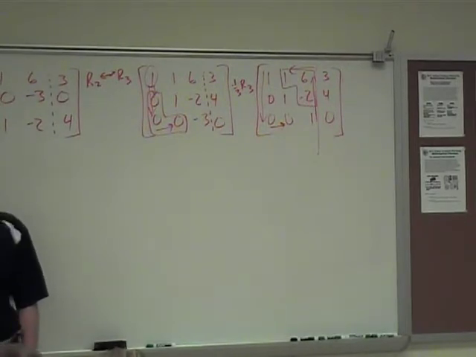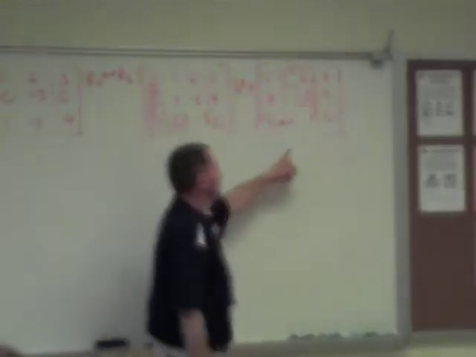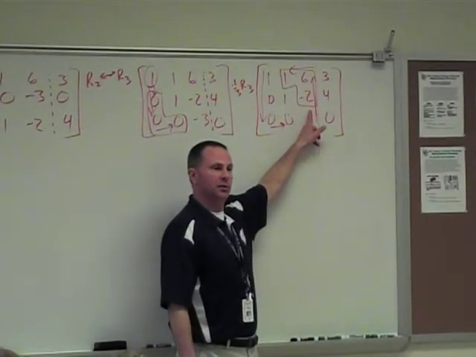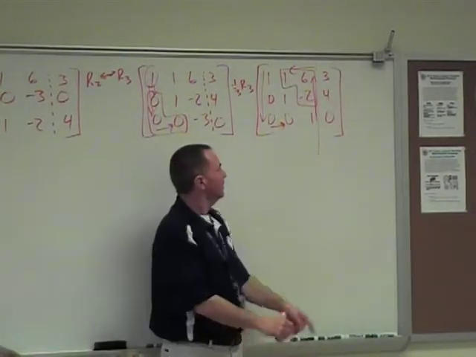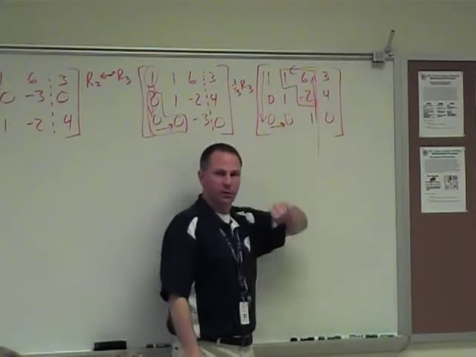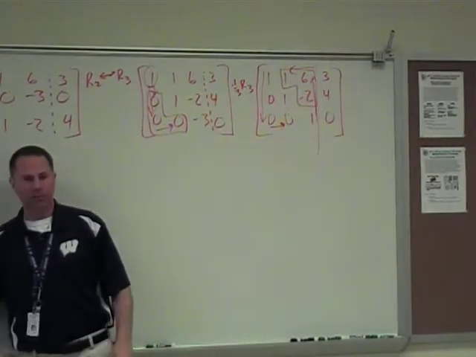Trying to eliminate the 2 in the second row. Yep. So the 2 times 1 is 2, plus -2 is 0. So essentially, 2 times 0 is 0, plus 4 is 4. So that's where these numbers come from.